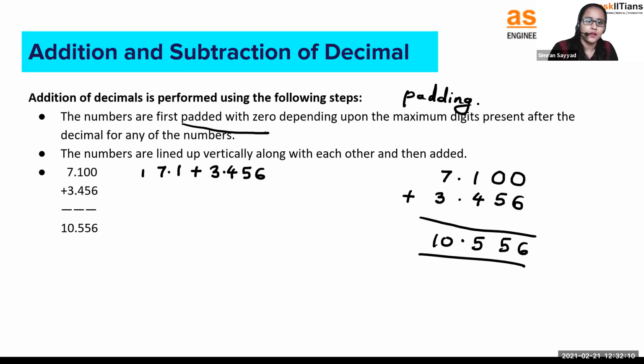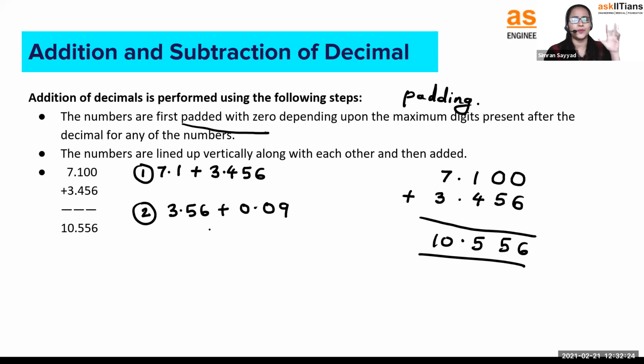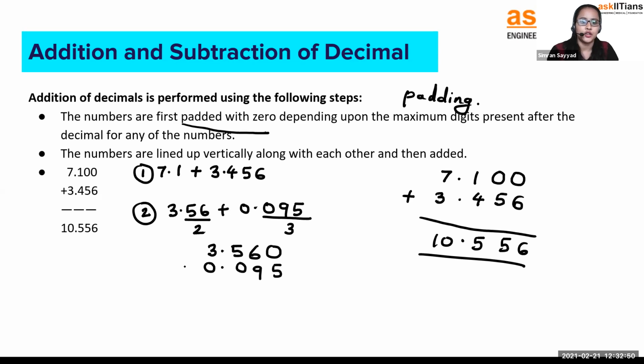Now, if I consider one more example, like 3.56 plus 0.09. This is my question. First of all, we have to check for the padding, whether each and every term is matching. Tell me, after the decimal, how many numbers are there? Here there are 2 numbers, here there are 3 numbers. So no, it is not matching. Let's match them. 3.56, what should we write here? 0. Correct. And again, 0.095. You have to add it.